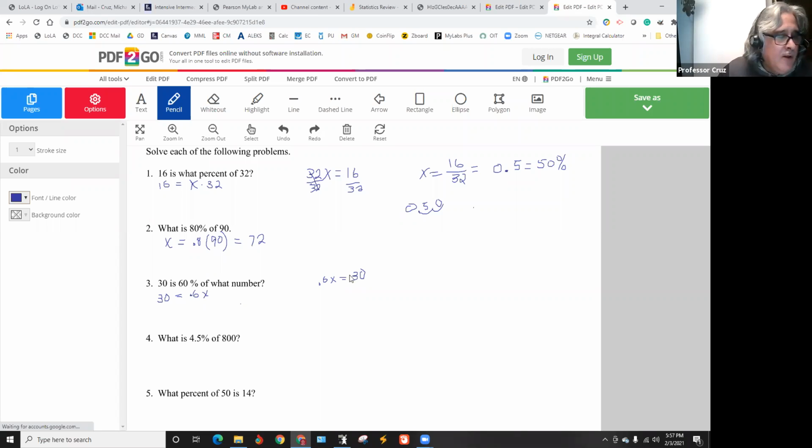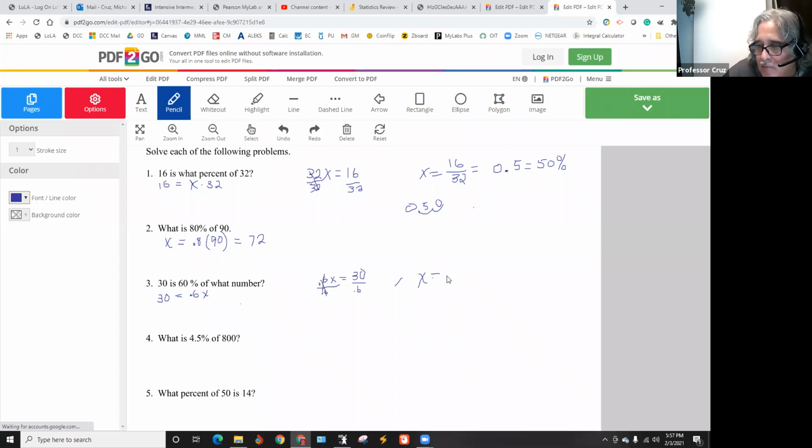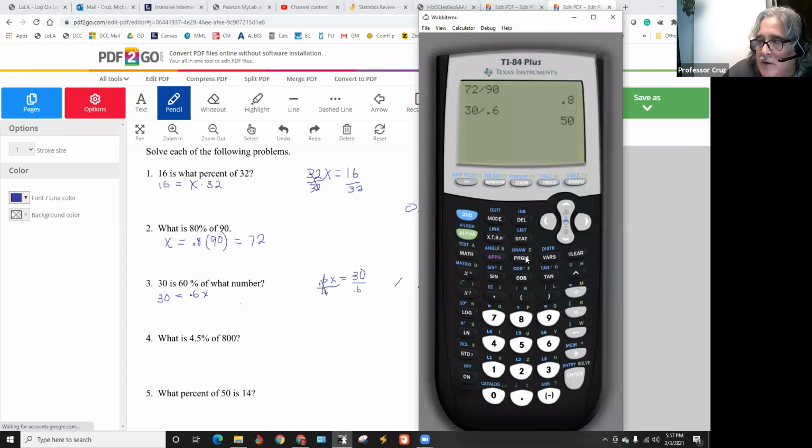And just like every other equation we looked at, this is the last step for solving an equation. You divide or multiply by the reciprocal of what's in front of the x. And that turns this into 1. And then what did you see? 30 divided by 0.6, 50. And you can kind of see this. If you take 30 and divide it by 50, you'll get that 0.6 back.